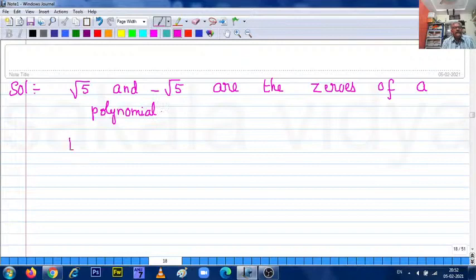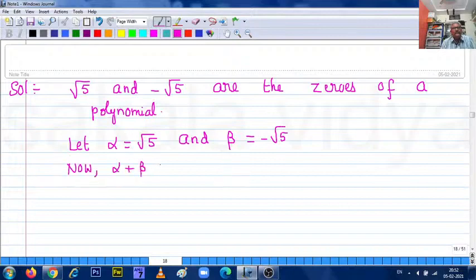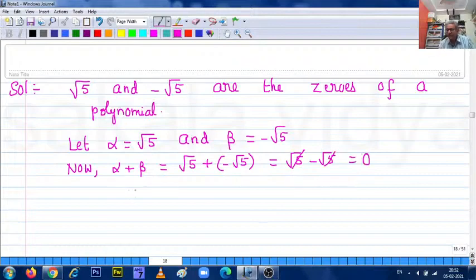So let us say alpha is equal to root 5 and beta is equal to minus root 5. Now find alpha plus beta. So root 5 plus of minus root 5, root 5 minus root 5. So root 5 cancels. We have 0. Alpha plus beta is equal to 0.